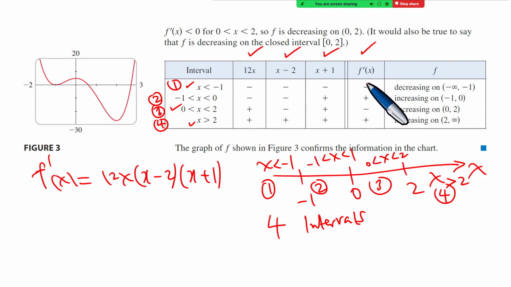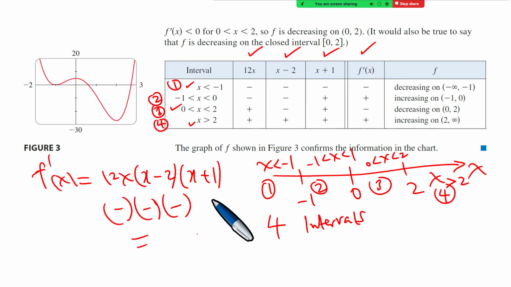What is then f prime? The sign of f prime of x is obtained by multiplying this by that by that. In this case, the sign of 12x is negative, the sign of x minus 2 is negative, and the sign of x plus 1 is also negative. Multiplying all these three, we get negative, because negative times negative is a plus, multiplied by negative is a negative. Hence, this is correct.